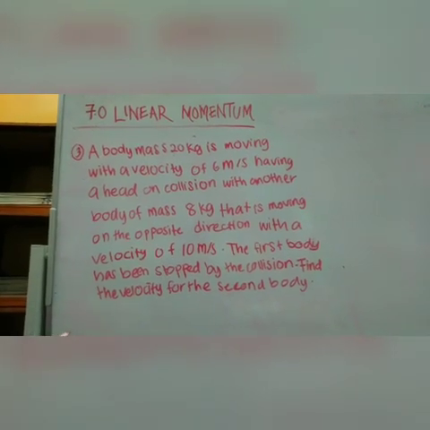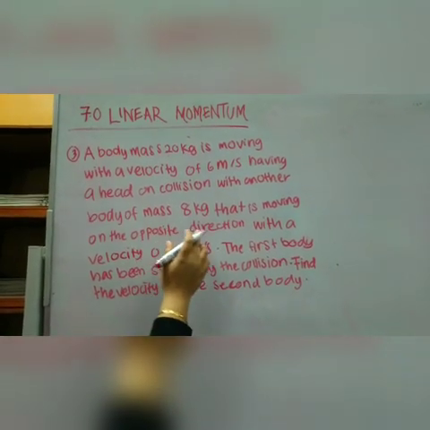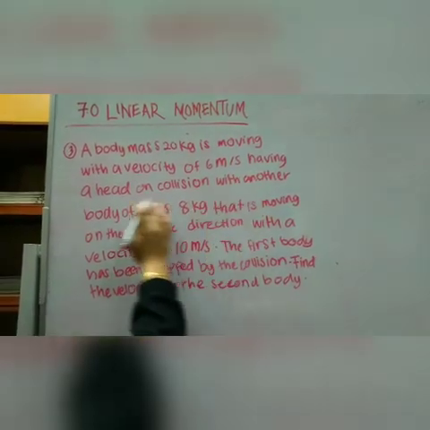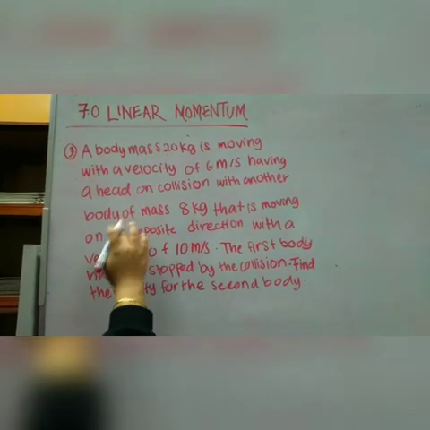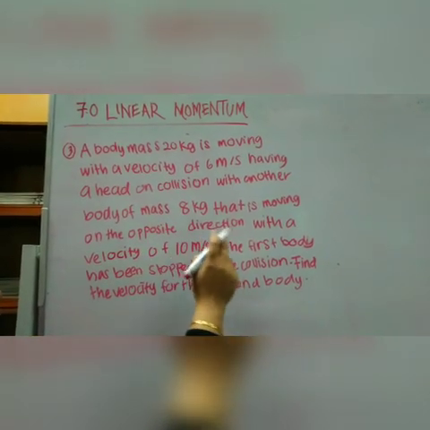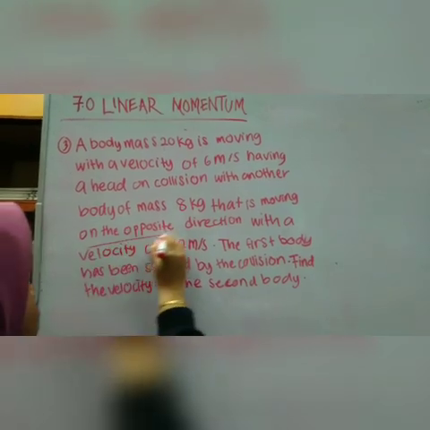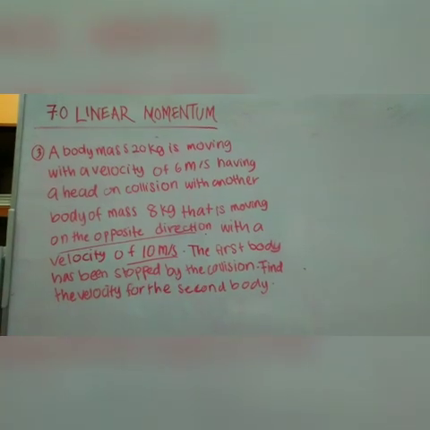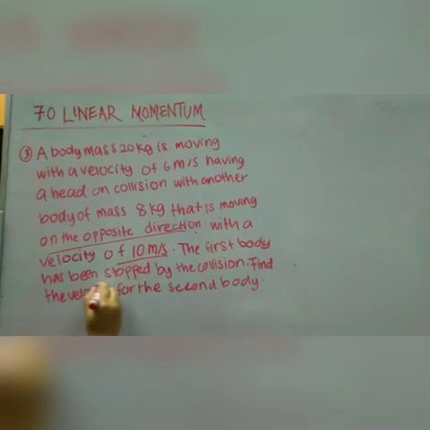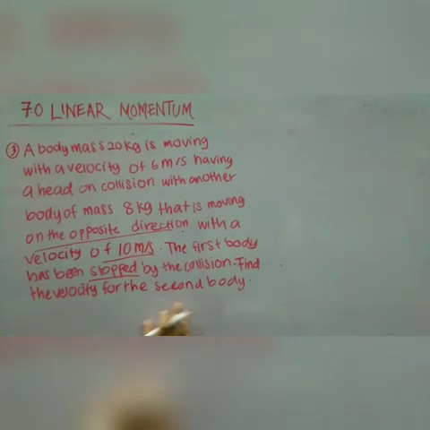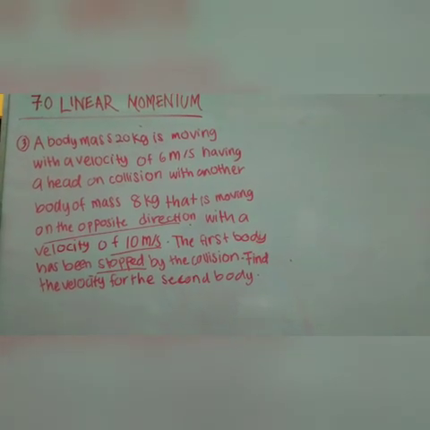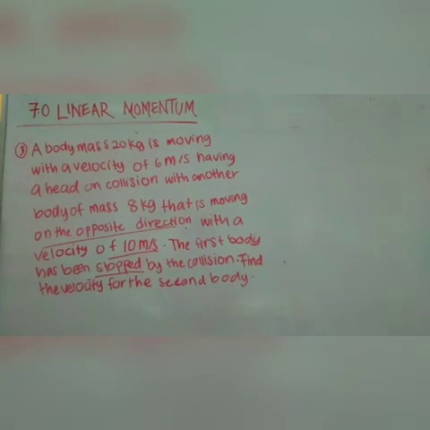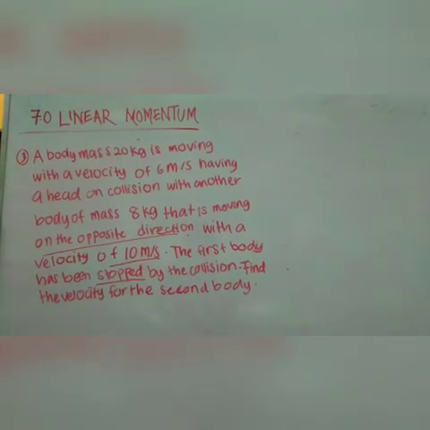A body of mass 20 kg is moving with a velocity of 6 meter per second, having a head-on collision with another body of mass 8 kg that is moving in the opposite direction with a velocity of 10 meter per second. The first body has been stopped by the collision. Find the velocity for the second body. So we can identify this is linear momentum, which is the momentum before equal to the momentum after.